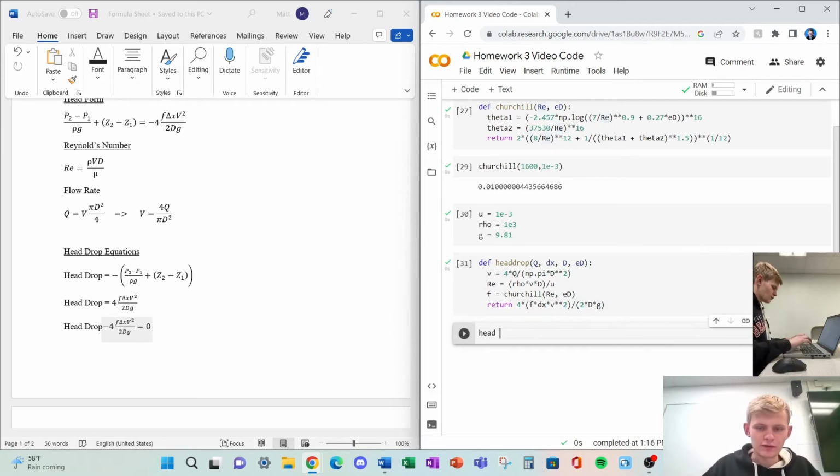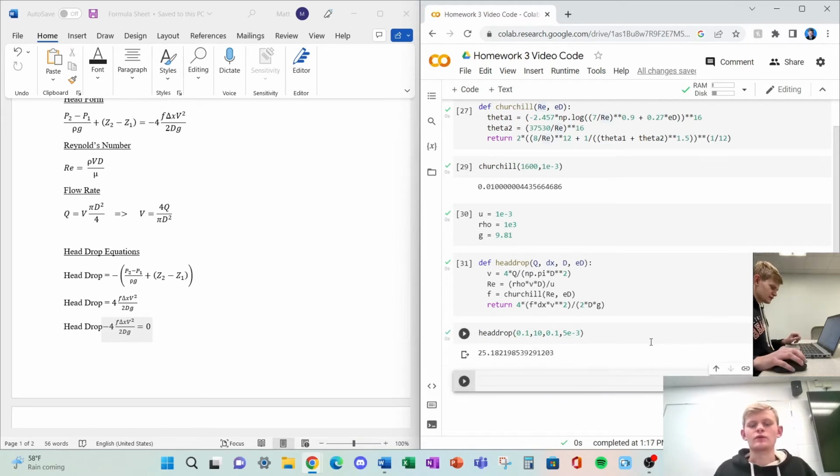And then we're going to come over here and make sure that our function is working. So we're just going to put in some parameters to solve this function. Let's say our flow rate is going to be 0.1. We're going to say our length of the pipe is going to be 10. We're going to say our diameter of the pipe is going to be 0.1. And then we're going to have a surface roughness of 5 times 10 to the negative 3 exponent. Come over here. Wonderful. All right, so we have our head drop.